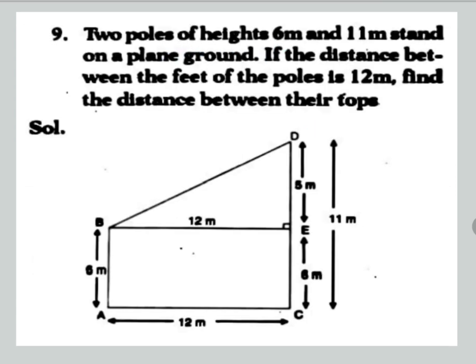Two poles of height 6 meters and 11 meters stand on a playground. If the distance between the two feet of the poles is 12 meters, find the distance between their tops. Now look here. Here is a pole. One is 6 meters, another one is 11 meters in total. The distance between the two poles is 12 meters.